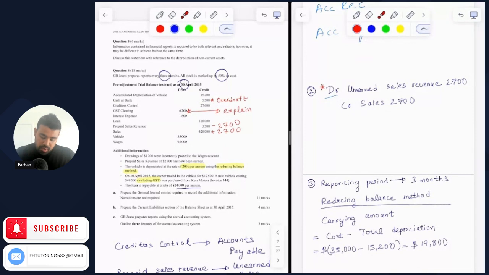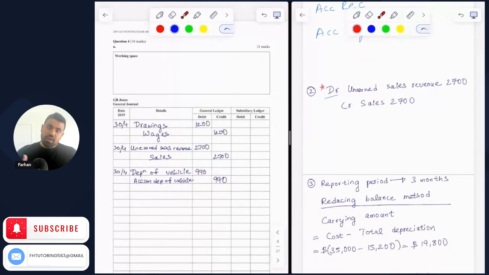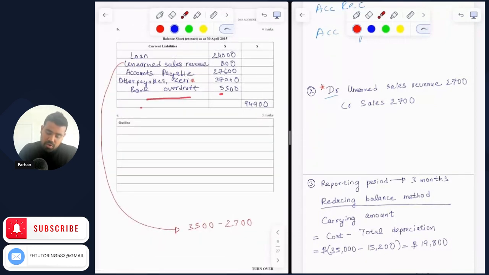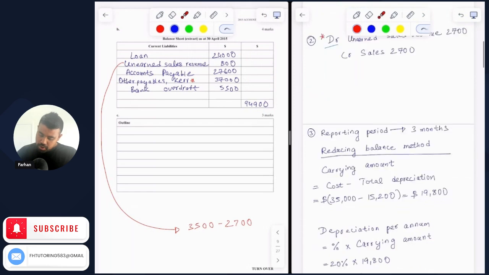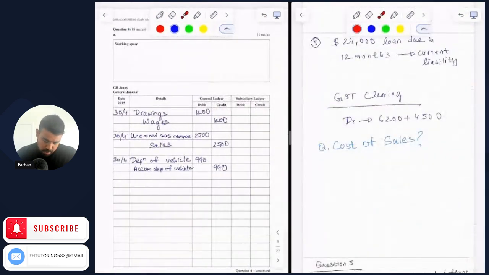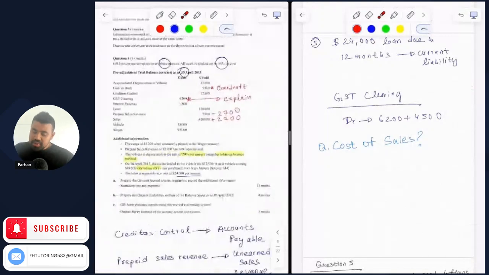Okay, so this is an obligation and this needs to be taken care of very soon. That is why we're reporting this within the current liabilities. So bank overdraft of $5,500. And that's all for the current liabilities we have. All you have to do is add them up and you get $94,900 as the total for current liabilities within the business. Okay. All right. So before we go to question C, let's see what else we can discuss.